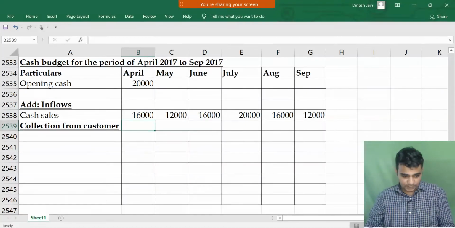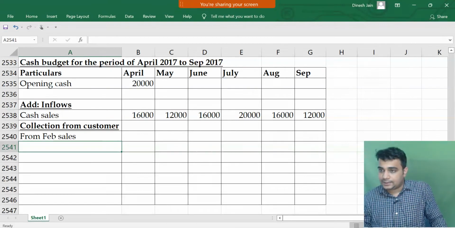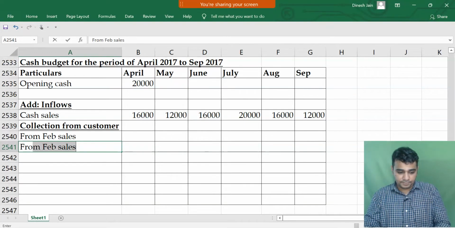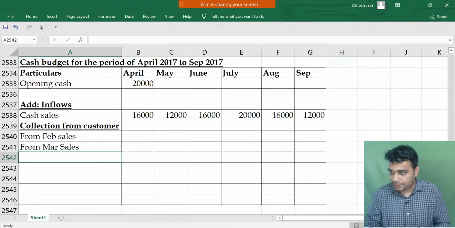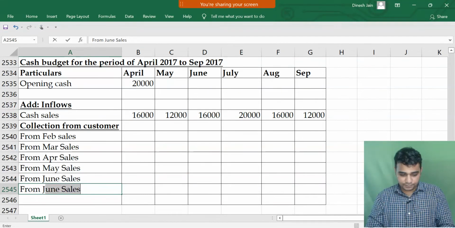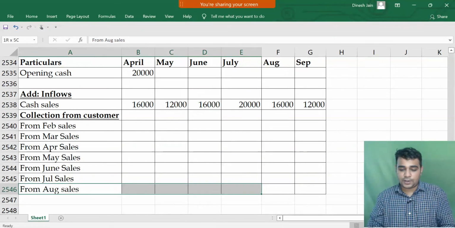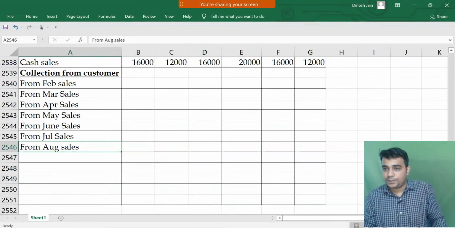Least bother about January because it's not in my period. So now listen, I'm going to write it like this, from Feb sales. From February, some part of it would be collected in the month of April. I can do it as a separate working note rather than clubbing it here. I am doing it here, but you do it as a separate working note. From March sales, from April sales, from May sales, from June sales, from July sales, and from August sales. September credit sales is not going to be collected now.